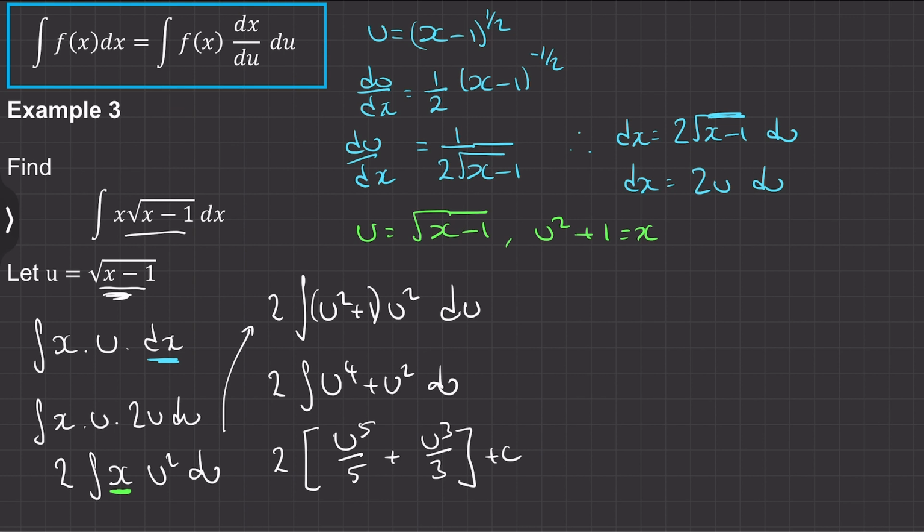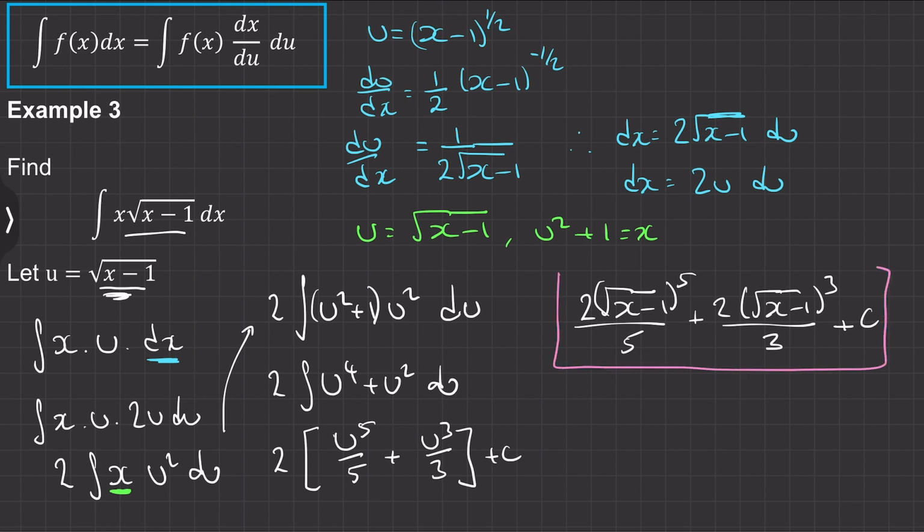So now we need to put this expression for u back into here. So we have 2 lots of root x minus 1 to the 5 over 5 plus 2 lots of root x minus 1 to the 3 over 3 plus the constant term. And this is our final integral. Okay? Let's try one more example.